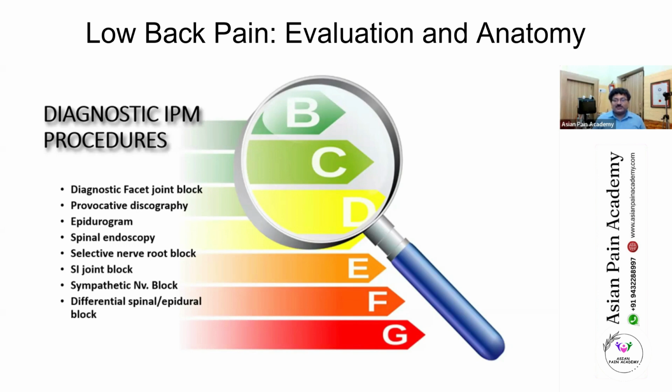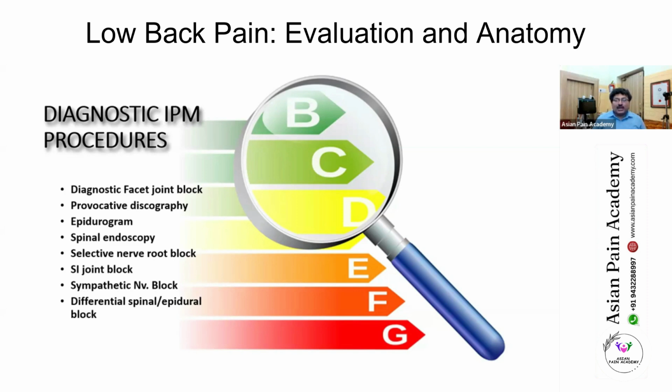One example of such pain is complex regional pain syndrome. In those cases, we do a sympathetic block. Also in some conditions, if there is a vasospasm, we put a sympathetic block, and a sympathetic block causes vasodilation. If the pain is relieved, that is also a conclusion that this pain is originating from that structure. And differential spinal or epidural block. So these are all ways of diagnostic IPM procedures.